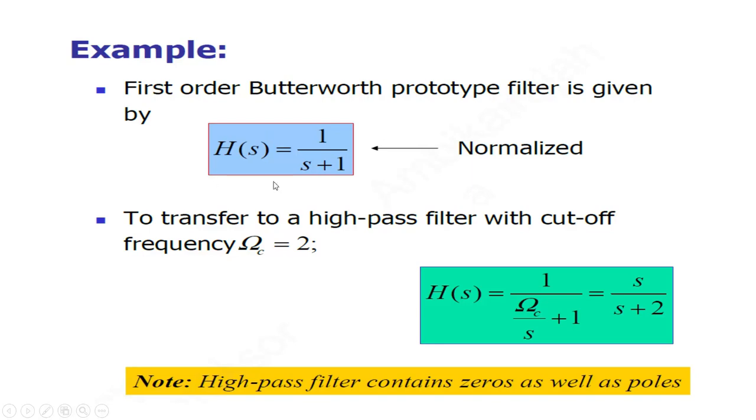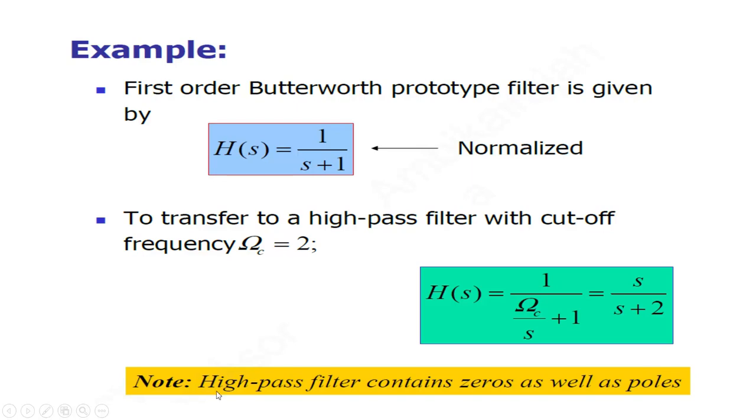It's a low pass filter. H(S) is given as 1 over S plus 1. It is a normalized filter. Now, we want to transform it to a high pass filter with cutoff frequency, let's say 2. Since we want to transform it to a high pass filter, we will replace this S with omega C over S. If we do that, what we will get is S over S plus 2. This is the transfer function for a high pass filter with cutoff frequency of 2.